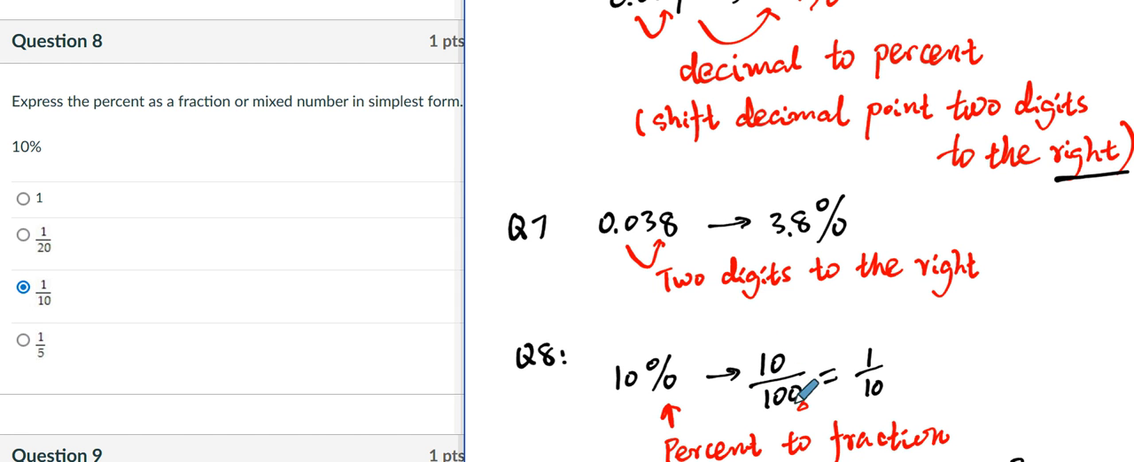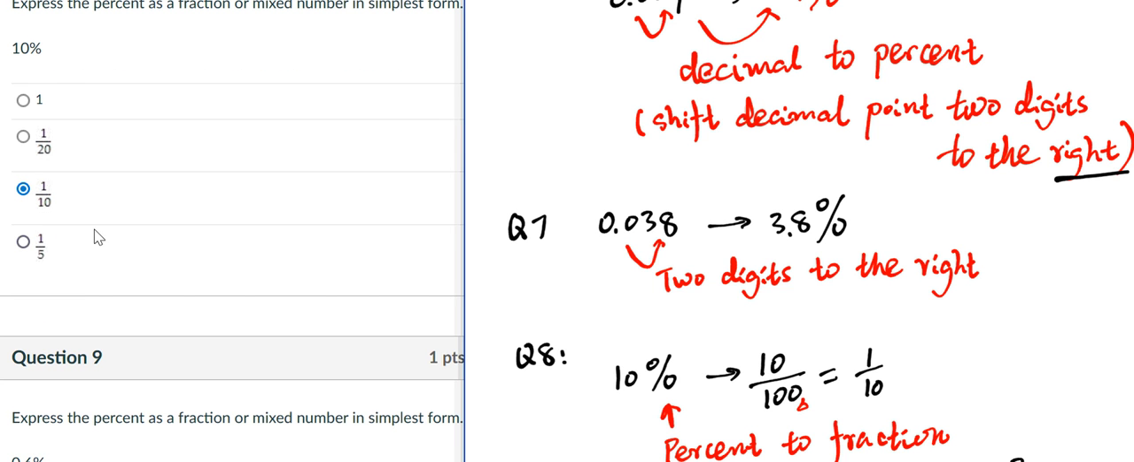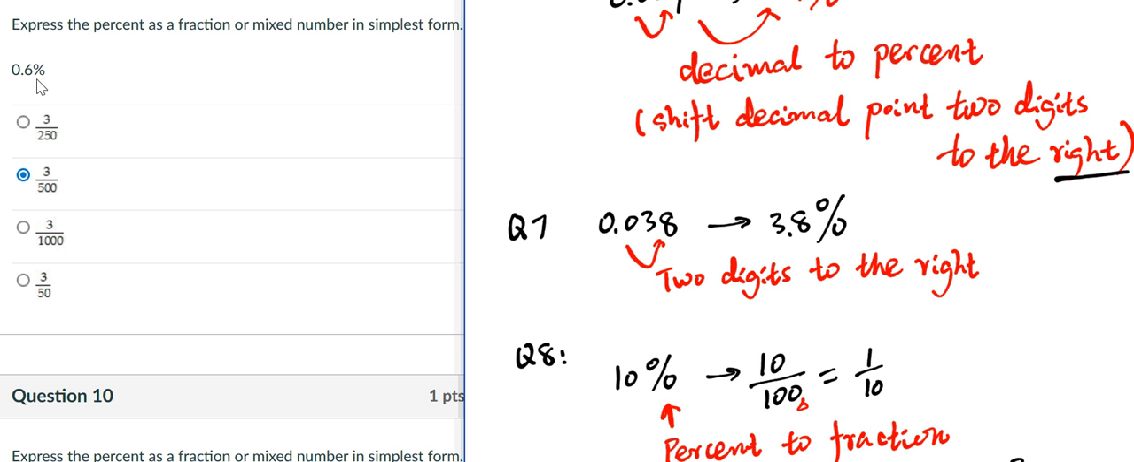So then you cancel these 2 zeros upstairs and downstairs. It's basically upstairs divided by 10 and downstairs divided by 10. 10 divided by 10 is 1. 100 divided by 10 is 10. Okay, so that's how we got this choice, 1/10. Again, to get rid of this percent sign, just simply use the number in front of the percent sign divided by 100. That's it.